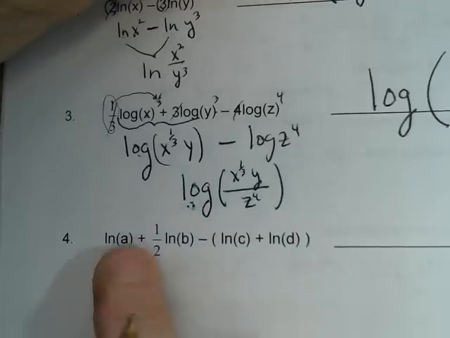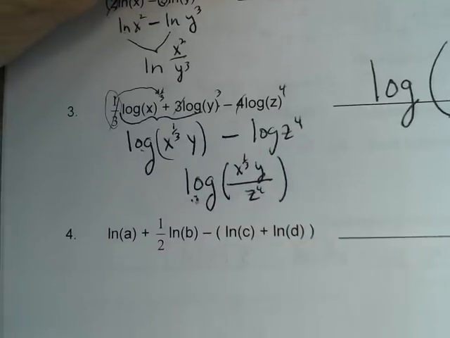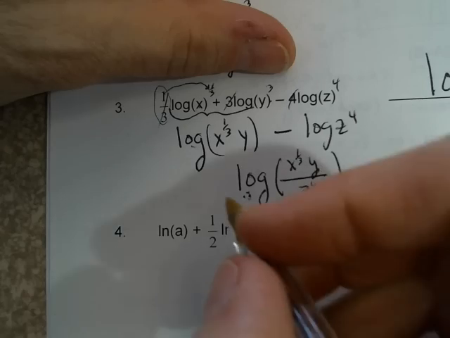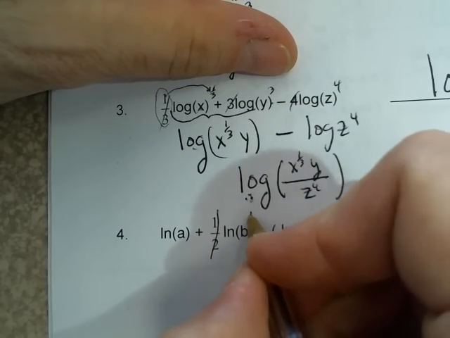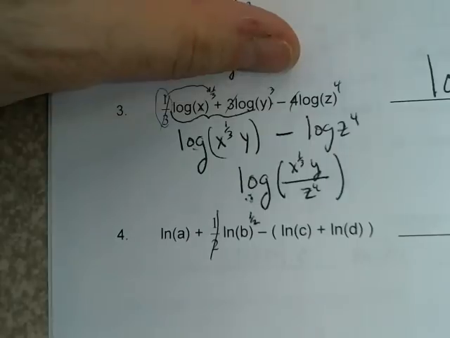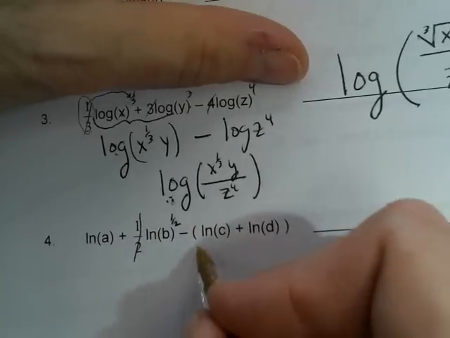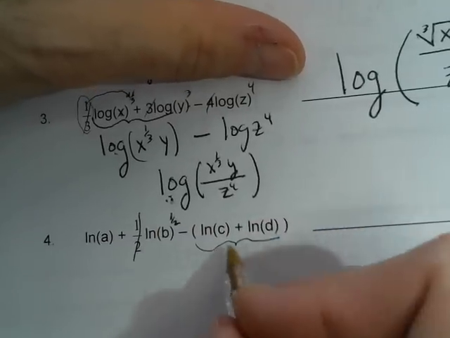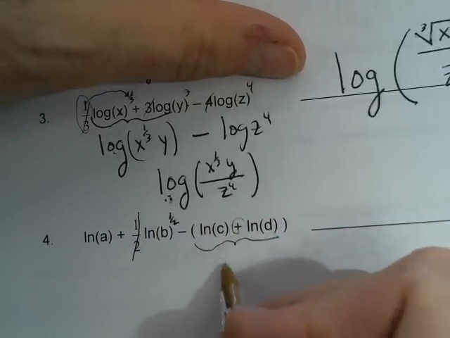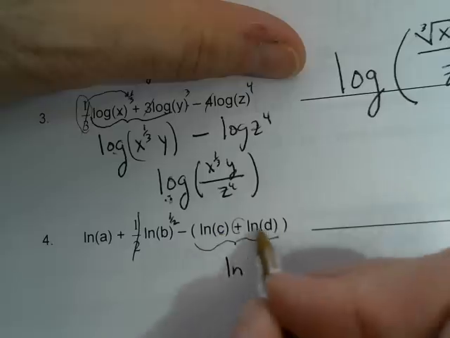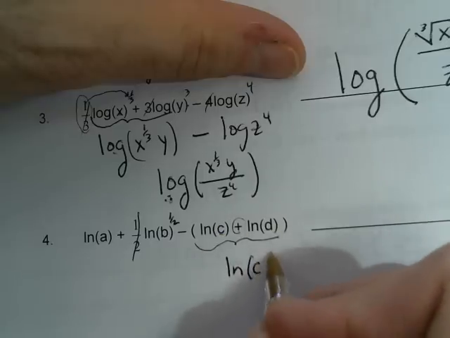Number 4, we have 4 logs. We're going to make them into 1. So the first thing I'm going to do is take that 1/2 out and put it as that exponent. The next thing I'm going to do, I think I'll handle what's in parentheses first. So inside the parentheses, 2 logs separated by a plus become 1 log, and you multiply those arguments, c times d.